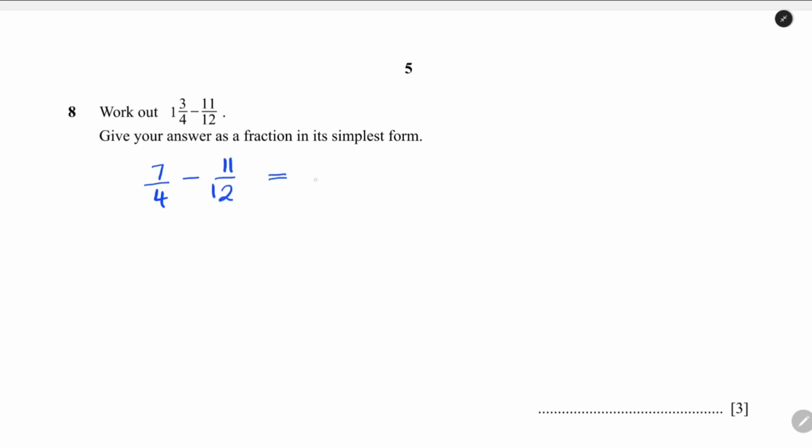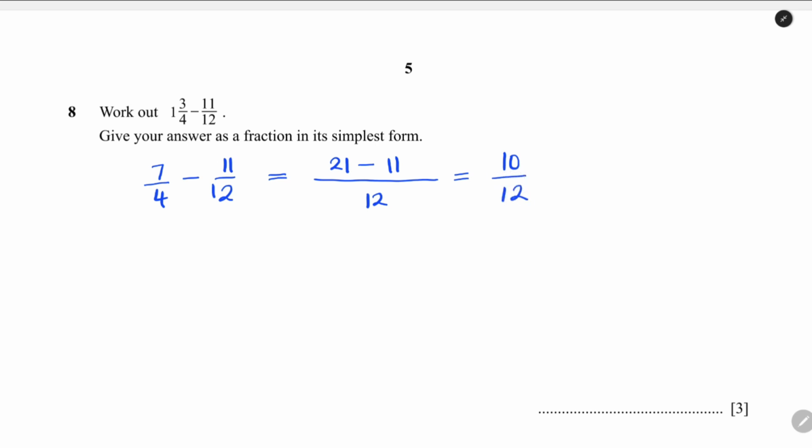Then we look for our LCM, the LCM of 4 and 12. LCM means lowest common multiple. What's the smallest multiple of both 4 and 12? And that is 12. So 4 in 12, 3. 3 times 7, 21. Our operator is minus. 12 in 12, 1. 1 times 11, it's 11. So we have 21 minus 11 as our numerator, which gives us 10. And our denominator remains 12.